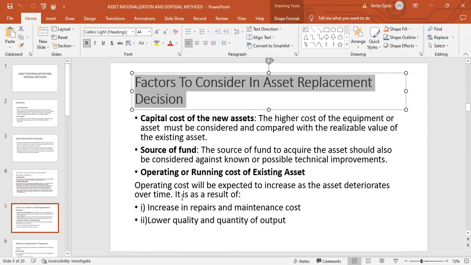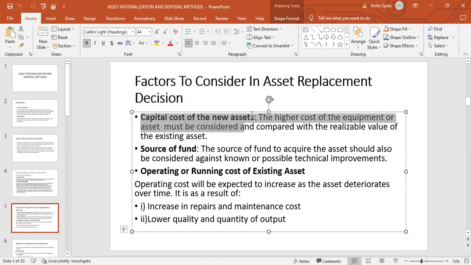The next thing that we look at are the factors to consider in asset replacement decisions. What are those things that the business is going to consider when they are looking into replacing an old asset with a new asset? There are several factors. The first factor is that you need to consider the capital cost of the new asset.